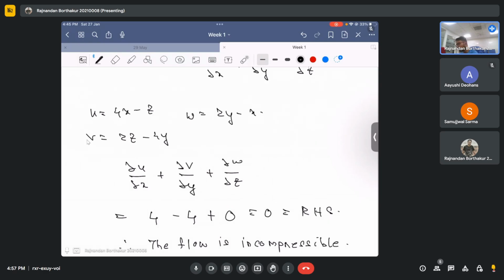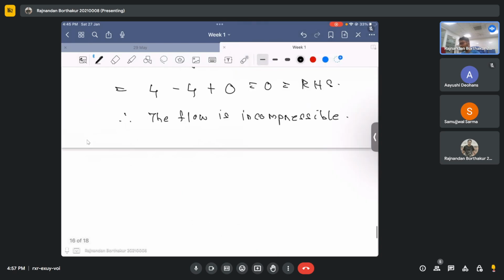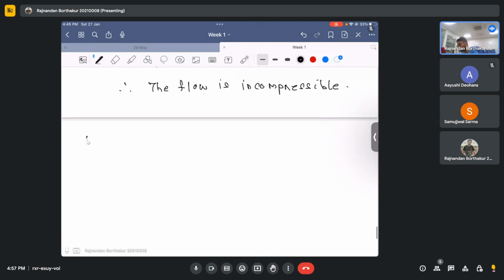Okay, for irrotationality, can anybody tell me what is the condition for irrotational flow? Yes, exactly. Curl of v equal to 0. Yes, very nice. For irrotational flow, the curl of velocity has to be equal to 0.